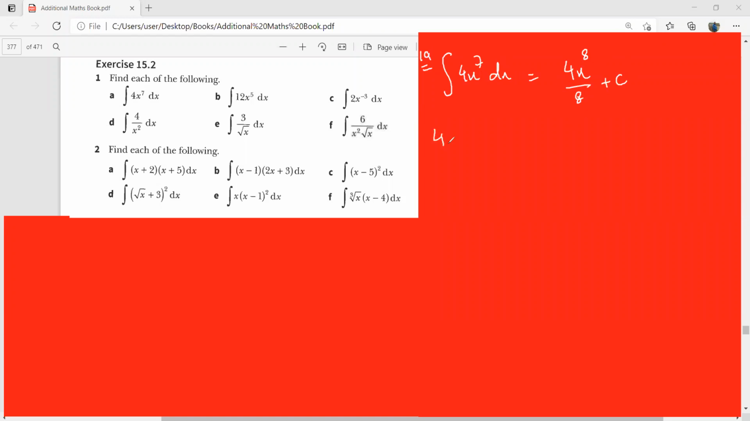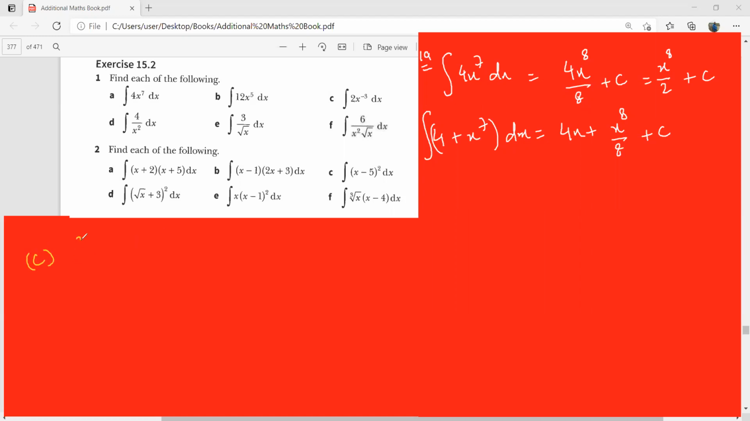If it was 4 plus x raised to power 7, then there was something to worry about because now these are two terms, so its integral would have been 4x plus x raised to power 8 over 8 plus c. Anyhow, this one can be written as x raised to power 8 over 2 plus c. So this finishes here.